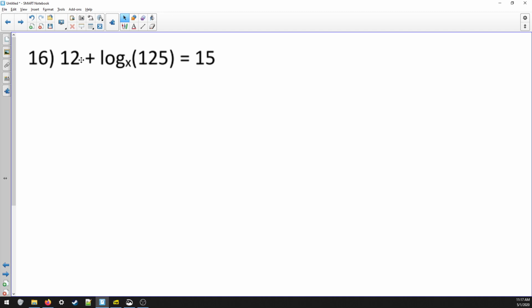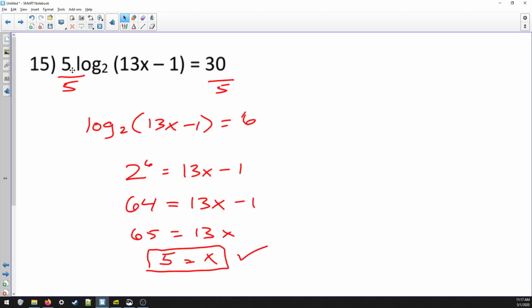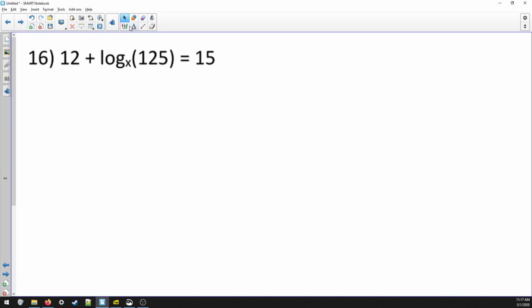So I'm going to start off by getting rid of the 12 by subtraction, right? This is not the same thing as the last one, if you want to see the difference. In that one, the 5 was just attached to the log. It's multiplying. This one is being added, so we're going to get rid of that by subtracting. We're going to do minus 12, okay, and minus 12, okay. So that's going to say log base x of 125, okay, is equal to 3. Okay, so now I have to solve this one.